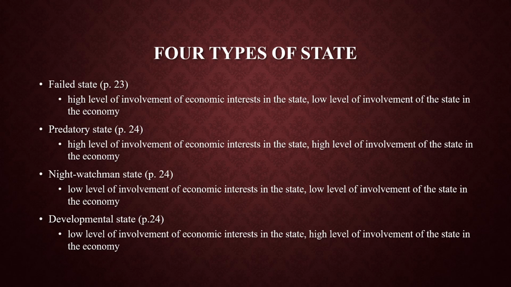And so now we can see that if you have a lot of involvement of the economy in the state, but the state is not very involved in the economy, that is going to be called a failed state. A predatory state is one that is high on both, and a night watchman is low on both. And then a developmental state is the one that does not have a lot of economic influence on the state. So the state is fairly independent of the economic interests, but it is strong enough to actually have an influence on the economy. That's the developmental state.